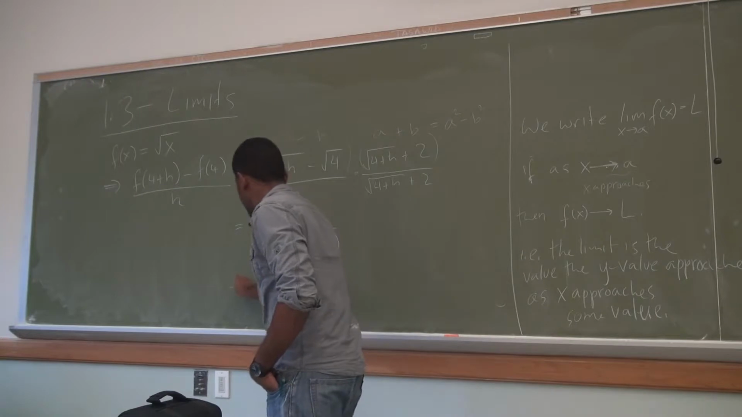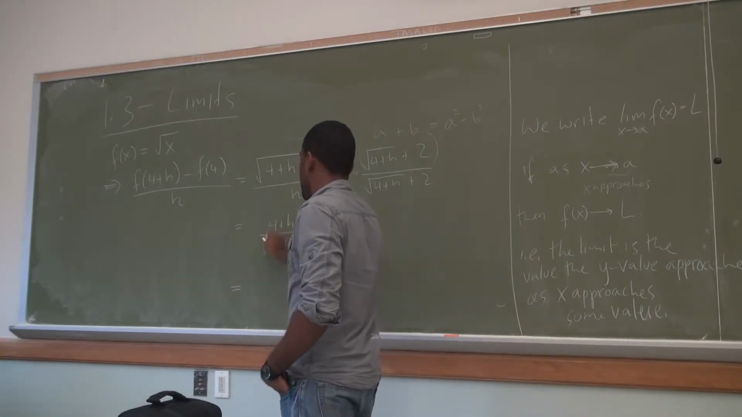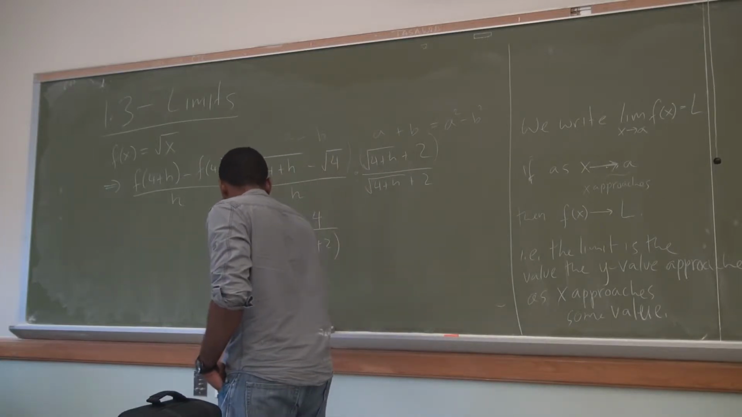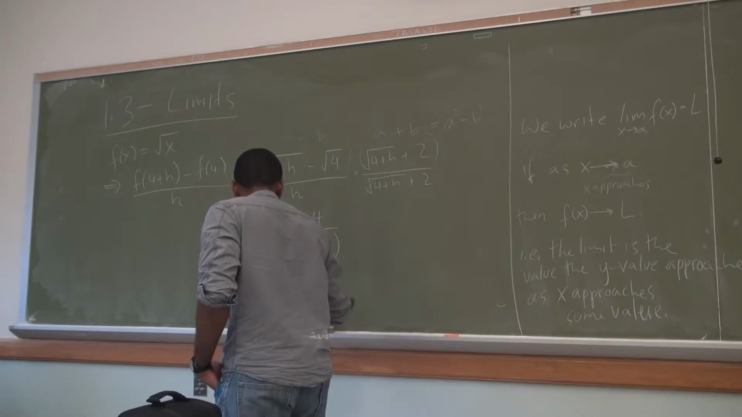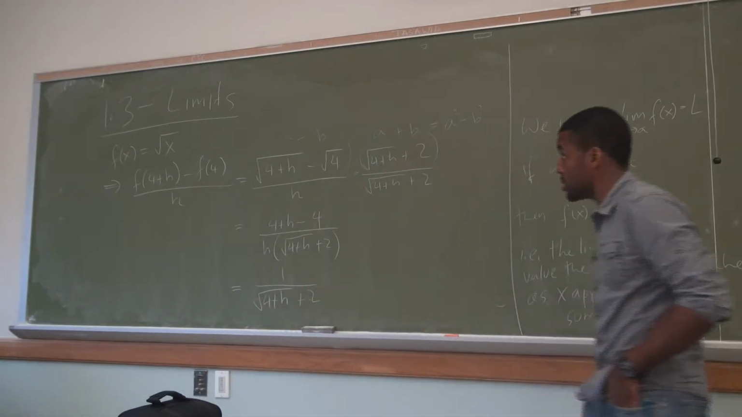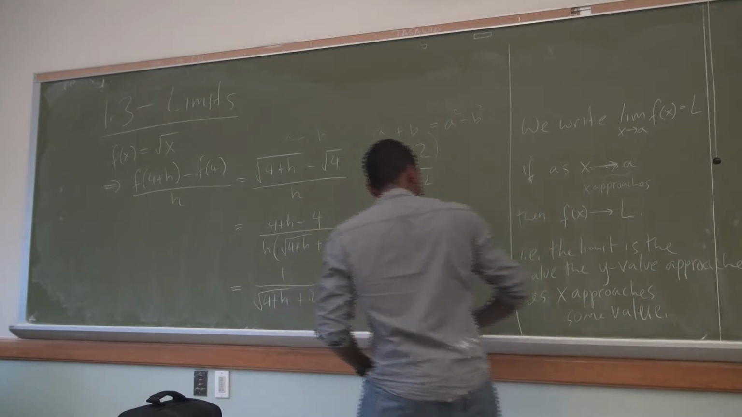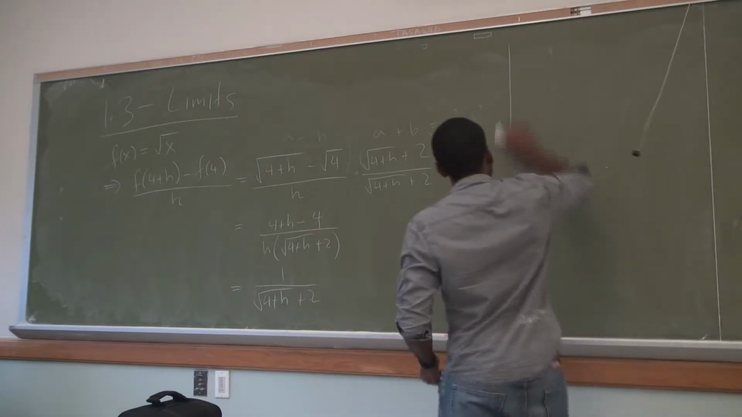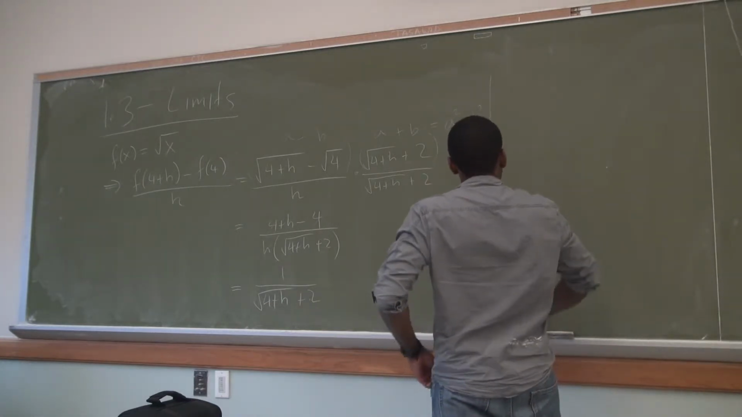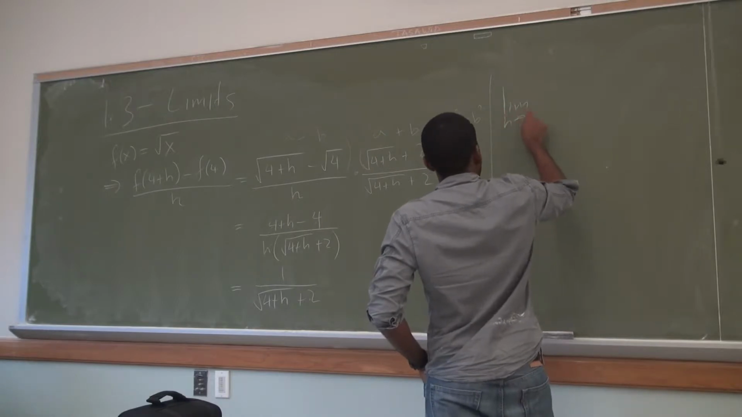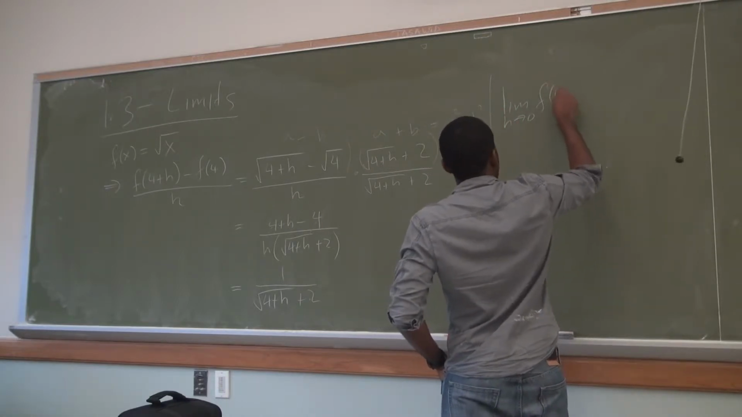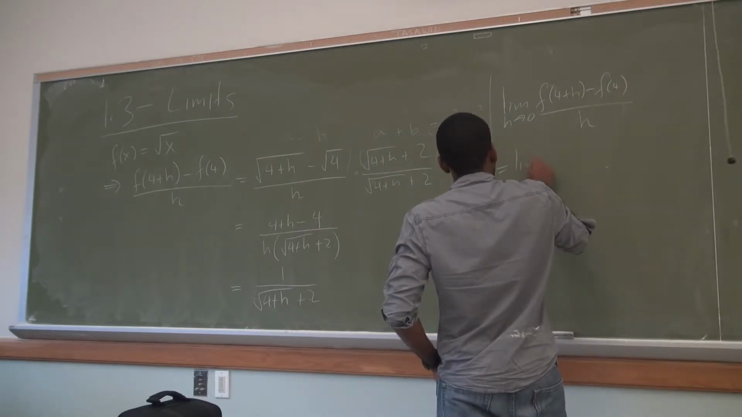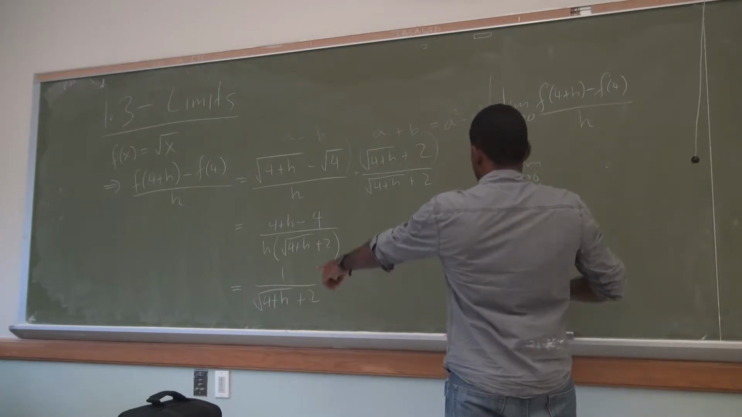Now what happens? The 4's go away. You get h over h times the radical, and then you can cancel the h's. You get 1 over the radical 4 plus h plus 2. I asked a very similar problem to this on the quiz. So that's how you continue. Now, given that expression, if I want to find the limit as h approaches 0 of f of 4 plus h minus f of 4 over h, that's just the same as asking for the limit as h approaches 0 of this thing.